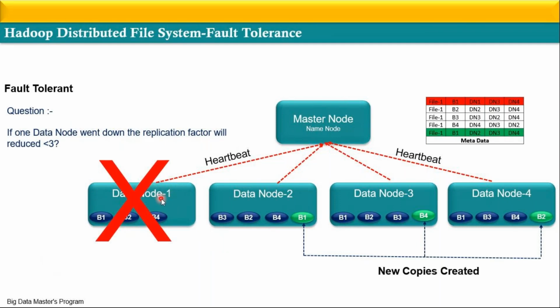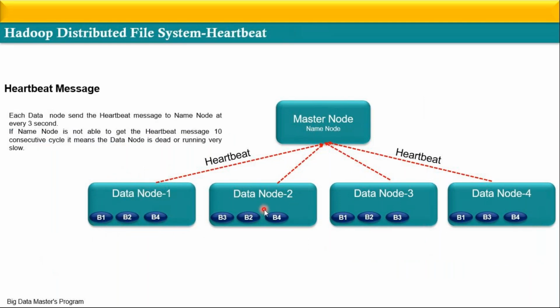Say this particular machine was not sending the heartbeat message. Now what is the master node going to perform? It needs to maintain the replication factor of 3. Over here, B1 had 3 replicas: B1 is here, here, and here. B2 is here, here, and here. So one block has 3 replicas placed on 3 different machines.